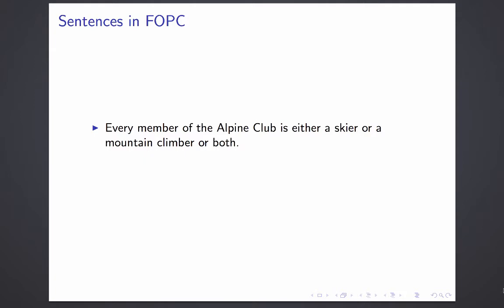The next sentence is every member of the Alpine Club is either a skier or a mountain climber or both. So obviously we're going to reuse our member predicate. We need two new predicates, one for skiers and one for mountain climbers. And notice that it says every member of the Alpine Club, so this means we're going to use a universal quantifier. And we get for all x, if x is a member, then that implies that x is a skier or a climber.